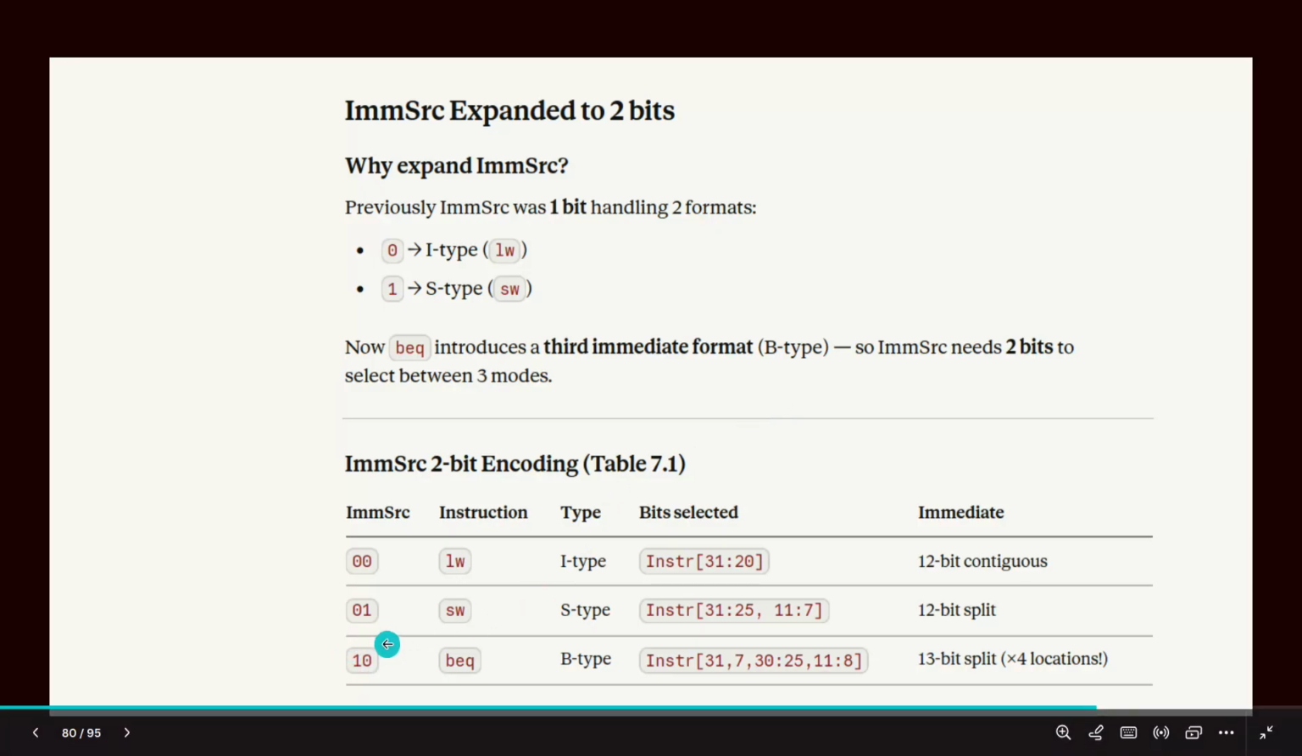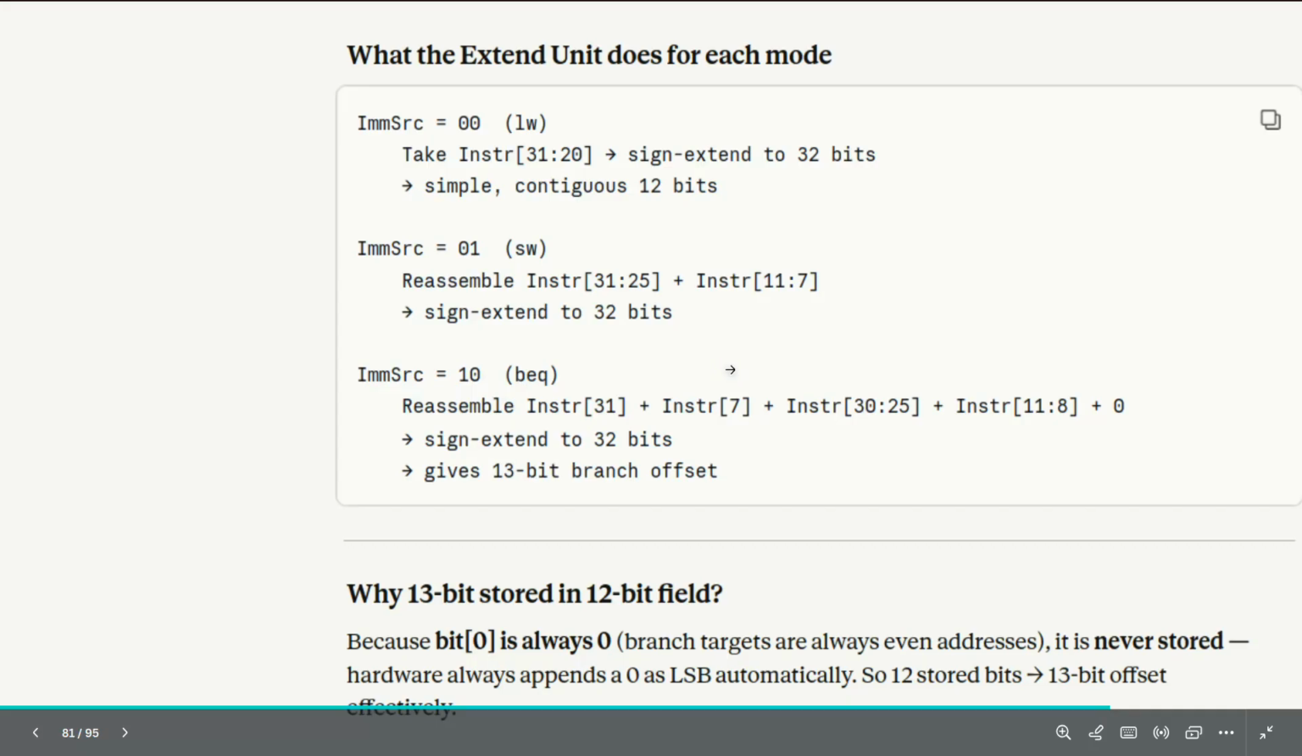This is a very important thing, because in the previous cases it was 00 for I type, and for S type it was 01. Now for B type, the branch type, the immediate SRC value is taken as 10, because it is split into 4 locations. Two bits are therefore needed to select for reassembling them together. So the immediate SRC value is 10 here.